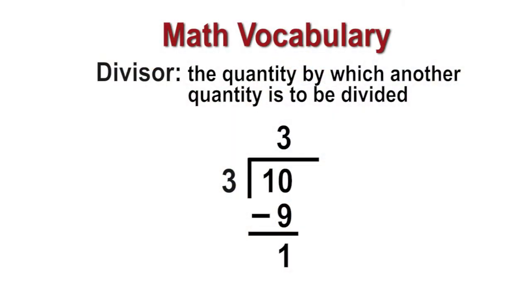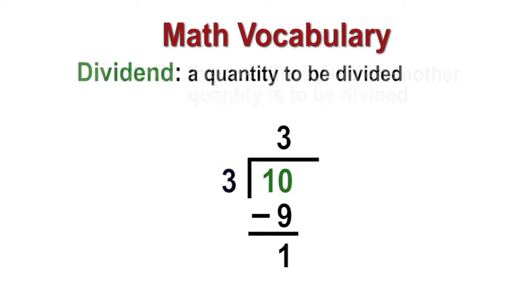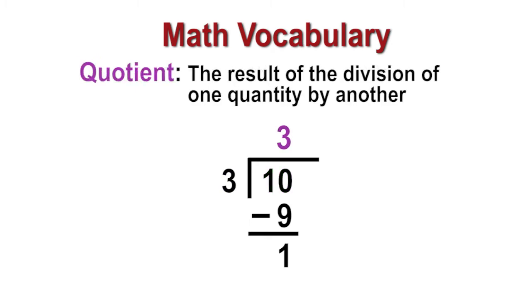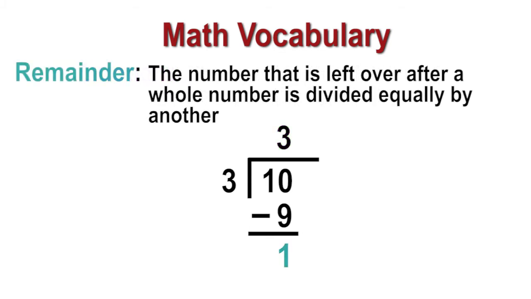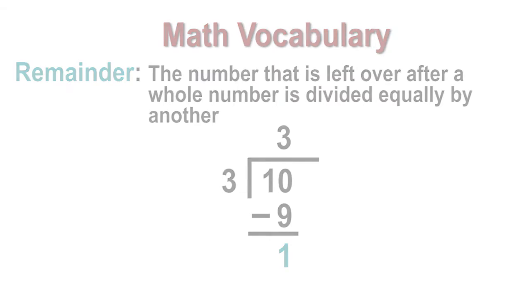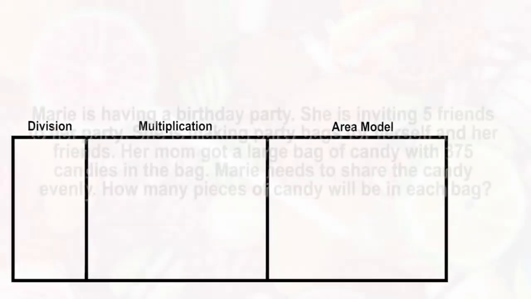Vocabulary for this lesson is a review. Divisor, the quantity by which another quantity is to be divided. Dividend, a quantity to be divided. Quotient, the result of the division of one quantity by another. Remainder, the number that is left over after a whole number is divided equally by another. For our lesson today, we will be using a division mat. The mat is a graphic organizer to help students organize and think through their work.